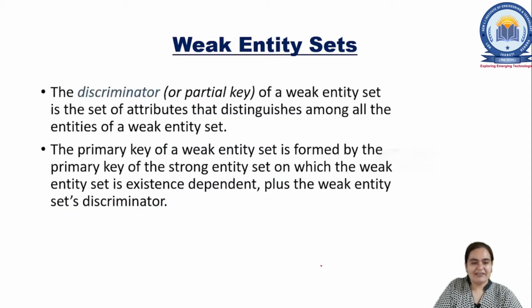If there is no primary key, we are not able to identify any entity instance among this entity set. So we need to add a discriminator to this weak entity set in order to distinguish among all the entities in the weak entity set. The primary key of the weak entity set is formed by the primary key of the strong entity set involved in the relationship, plus some attribute identified as a discriminator within the weak entity set.